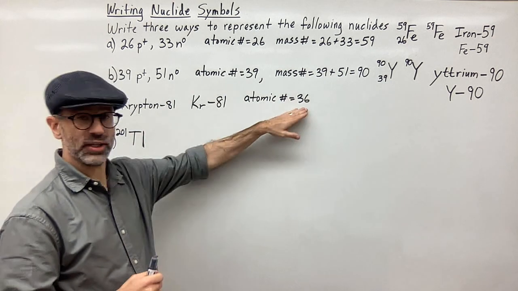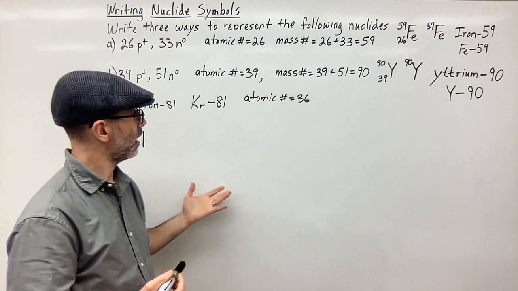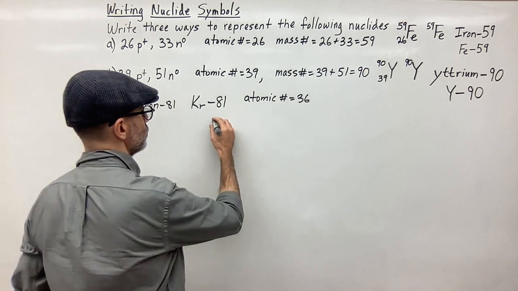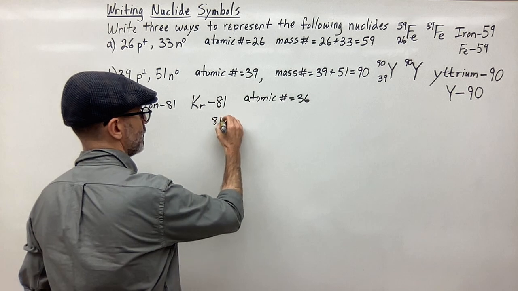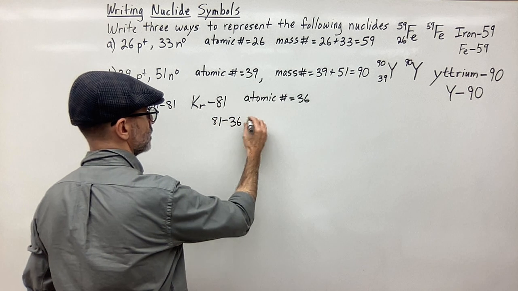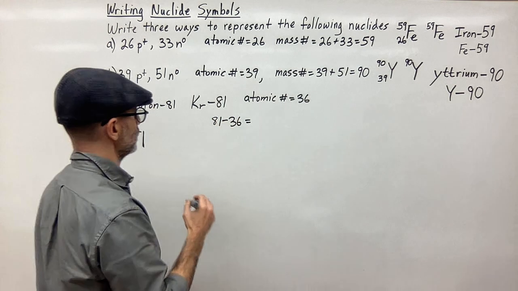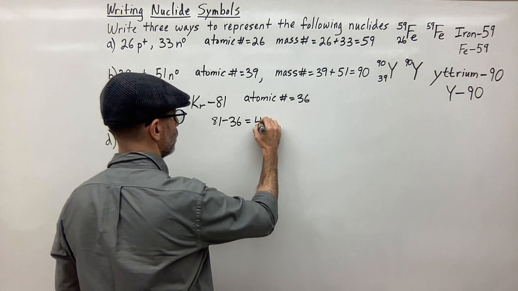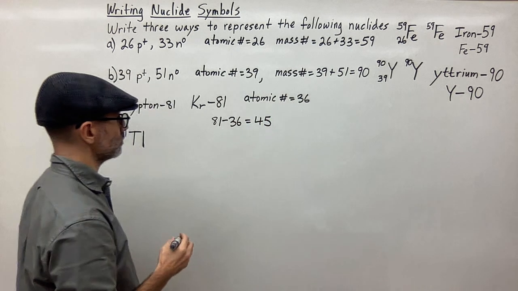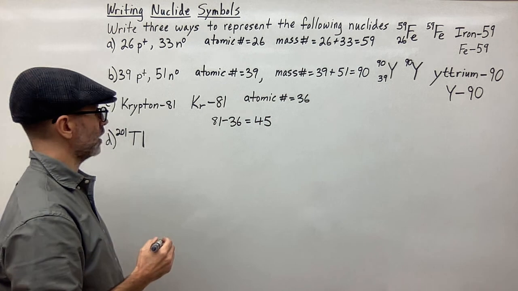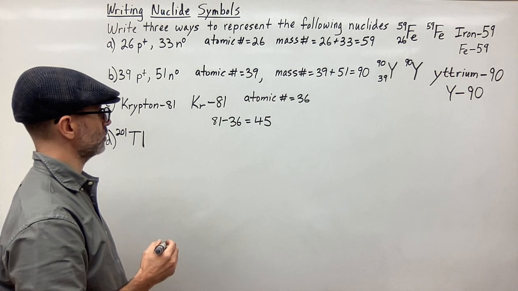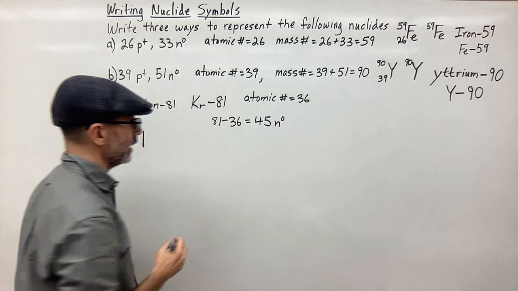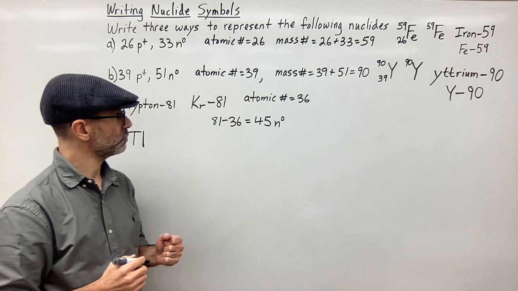If you want to know what the number of neutrons is, you could subtract that 36 from 81. So 81 minus 36 is going to give you, let's see, 45. Let me double check. Yep. So we'll have 45 neutrons in this particular isotope.